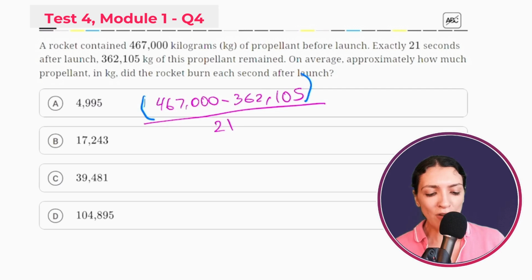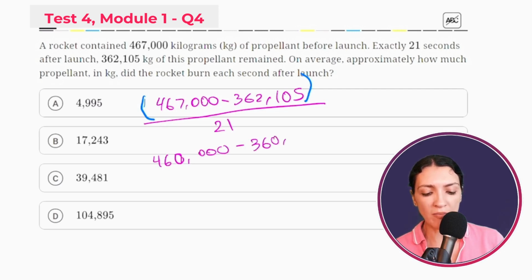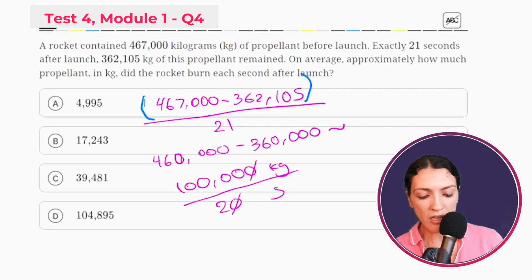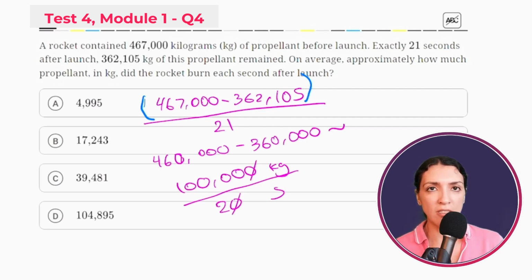So if we initially started with 467,000, I would estimate that as 460,000. And the second value I would estimate as 360,000. So I can quickly do that in my head. That's 100,000 kilograms within, I would say, 20 seconds. Now, that would be 5,000. So our answer is going to be around 5,000, which would lead us to choice A.